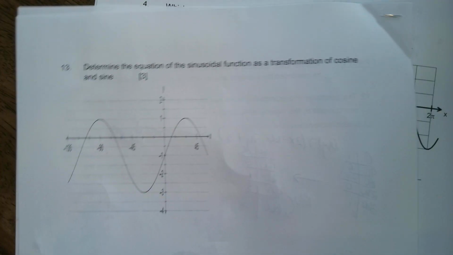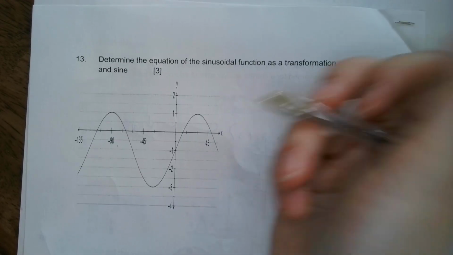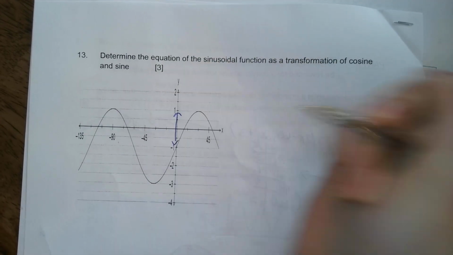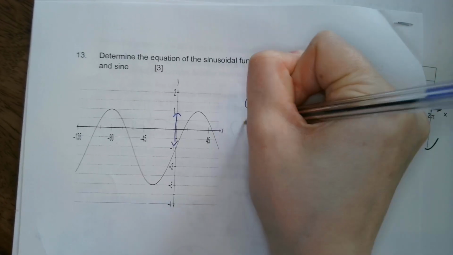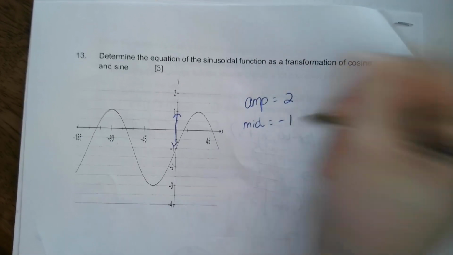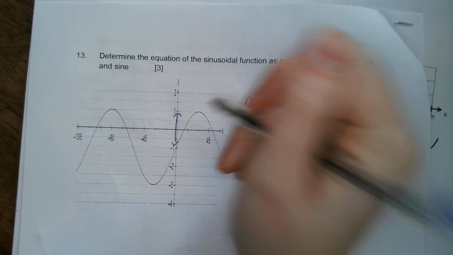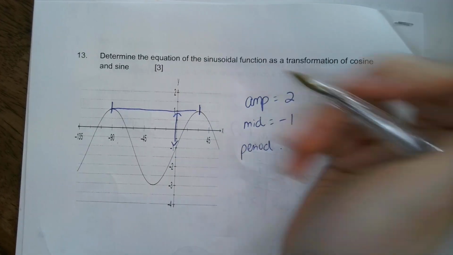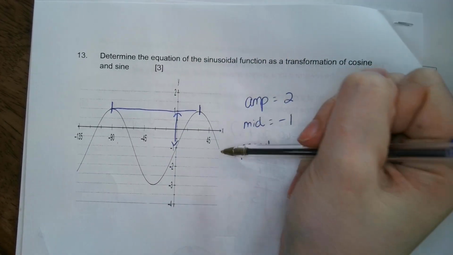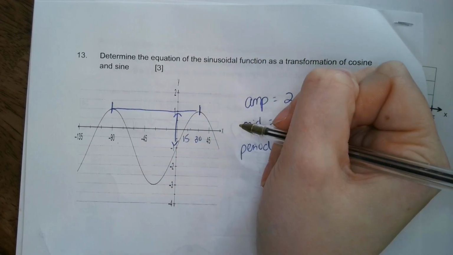Question 13. Determine the equation of the sinusoidal function as a transformation of cosine and sine. So when I look at this, I always look at my amplitude first. It goes up 2. My midline is negative 1. I should also find my period. Some of you guys had trouble with that. I go off similar points, so from here to here. You should be able to look at this and say, okay, that's 45, this must be 30, this must be 15. It's split into 3 sections.